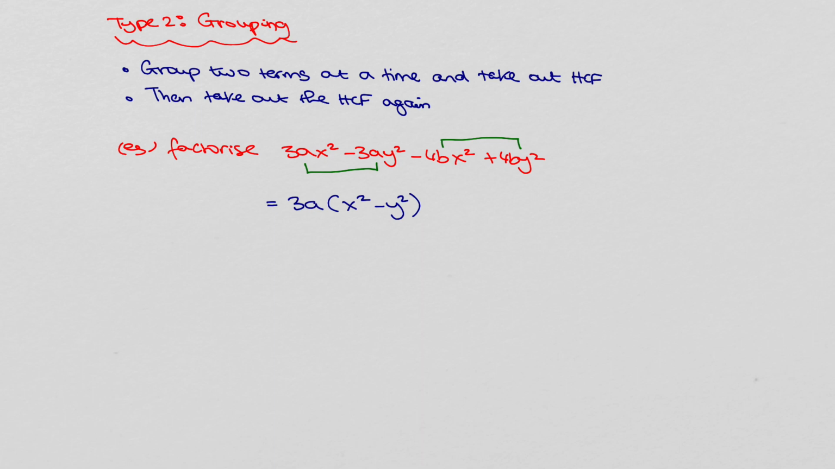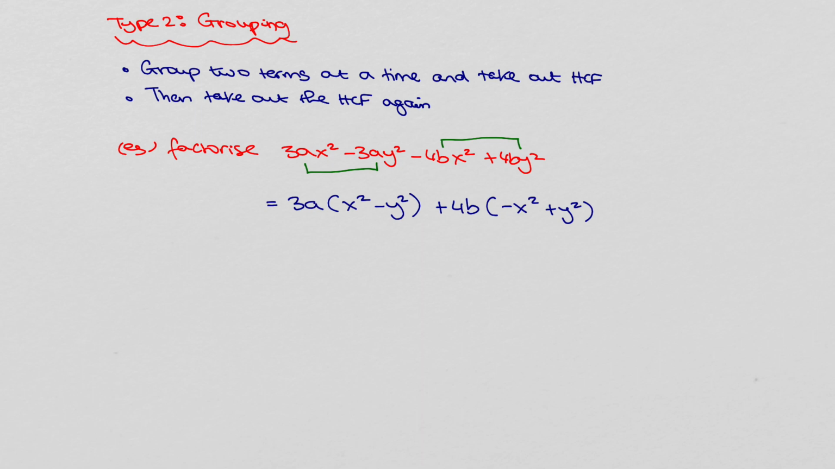Now, if I look at the next 2 terms, minus 4bx squared plus 4by squared, again, I can see there is something common to both of those terms, a 4 and a b. Now, this is where we have to be careful, because if I take out a plus 4b, then that will leave me with a minus x squared and a plus y squared. But I need to take out a second highest common factor. And at the moment, there is nothing common here. So I know I've done something wrong with my sign.